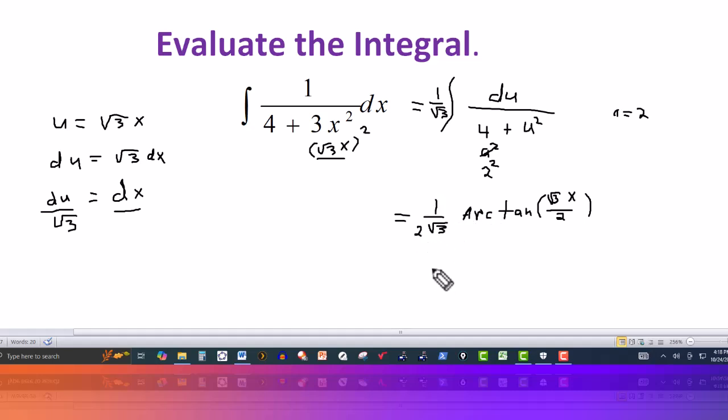Which of course will make this 1 over 2 radical 3. And this is plus the constant of integration. That's your final answer for this one: 1 over 2 times the square root of 3, arctangent of radical 3x over 2 plus the constant of integration. And you can rationalize this here, multiplying by radical 3 over radical 3. So you can write this 1 over 2 radical 3 as radical 3 over 6. I'll just leave it in this form here.